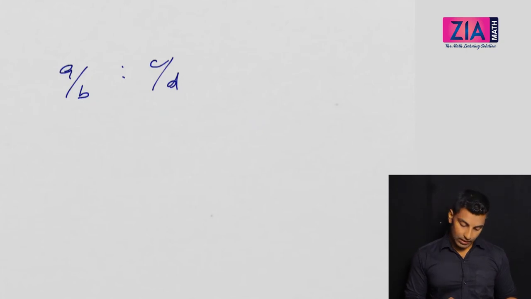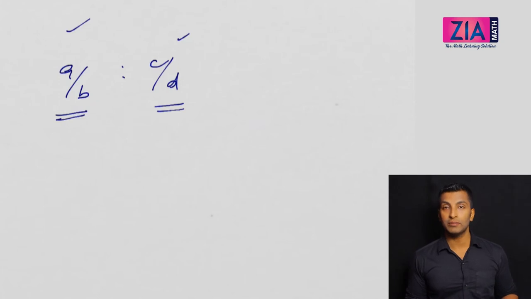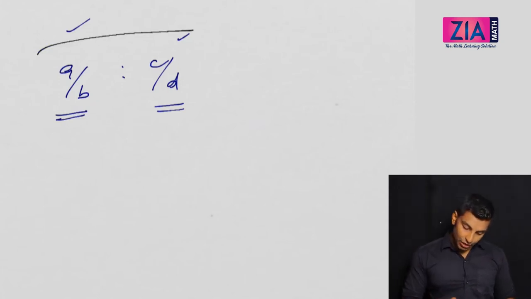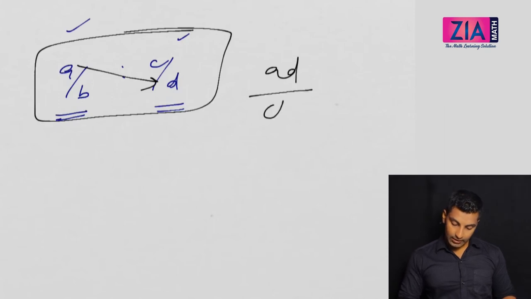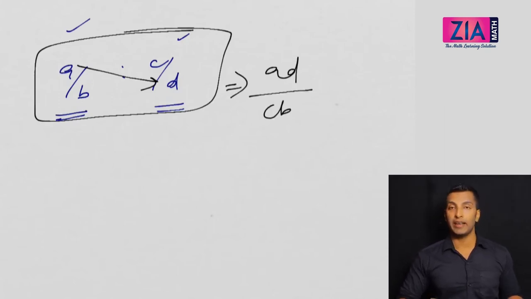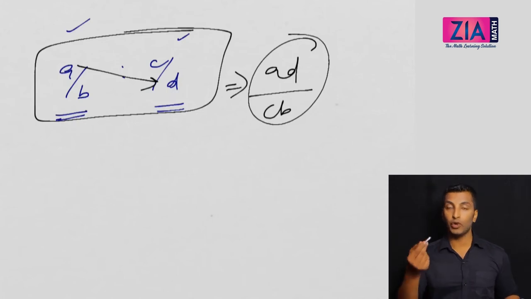Now the next property. Let's suppose you have two ratios like A by B and C by D. So this is one ratio, this is another ratio. This is a fraction, this is also a fraction, right? Now the property is that the ratio of these two fractions can be expressed as an integral value or integers. How? Just multiply this. This becomes AD and CB. So this has to be an integral value or integer, right? So the ratio of two fractions can be expressed as two integers.